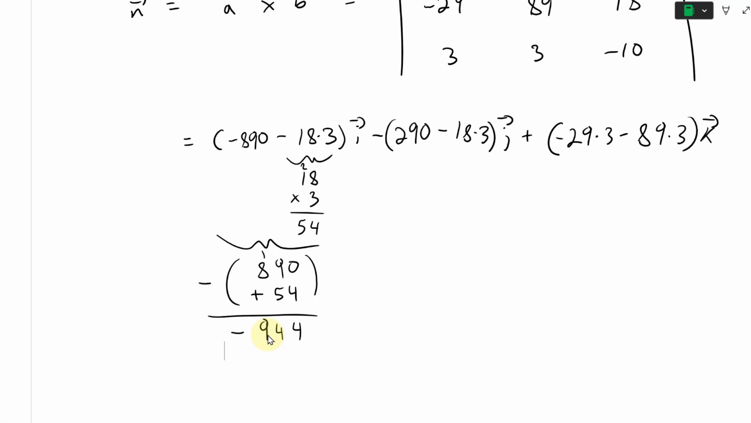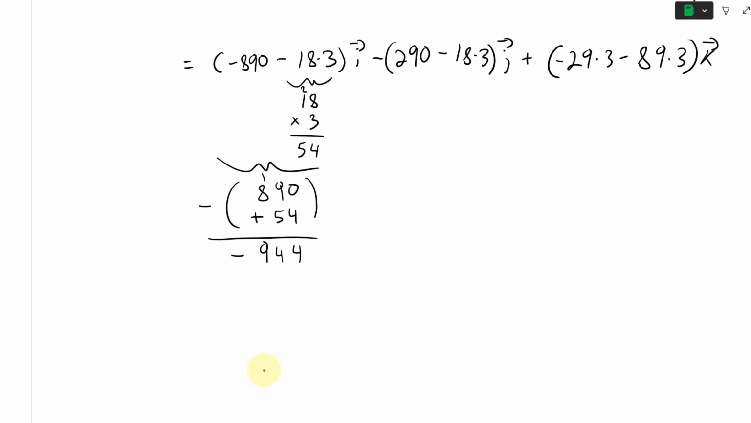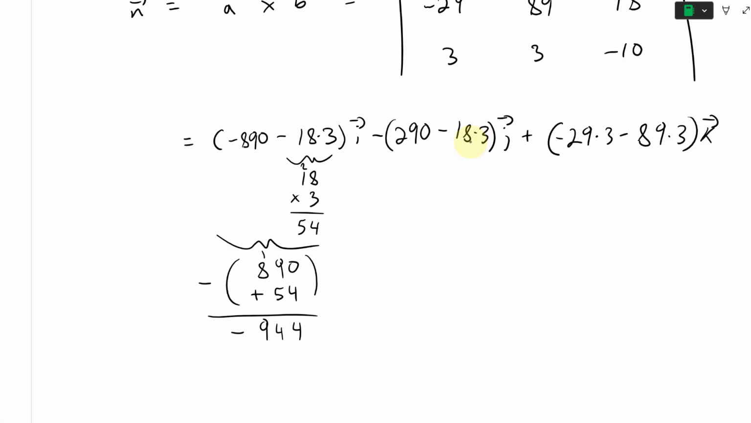And what I'll do is, well, actually, we'll do that one after. So this is going to be equal to, we'll do that later. So the next one here, this is just going to be 290 minus, this is going to be 54. So 18 times 3 is 54.